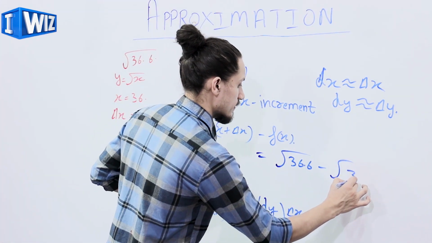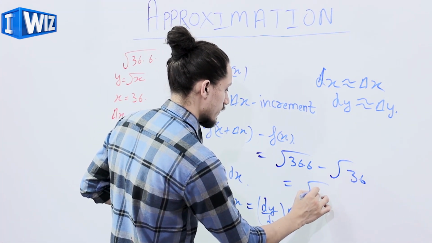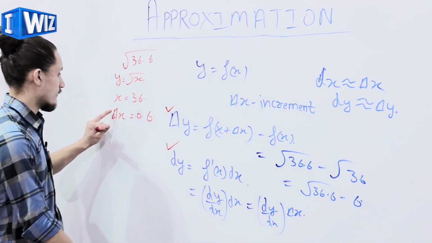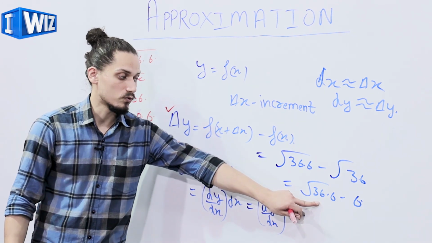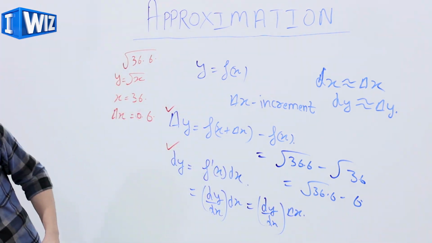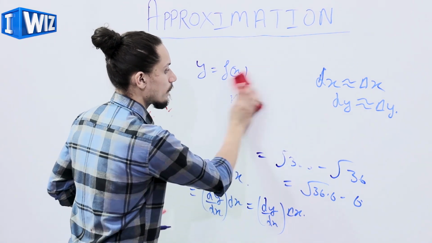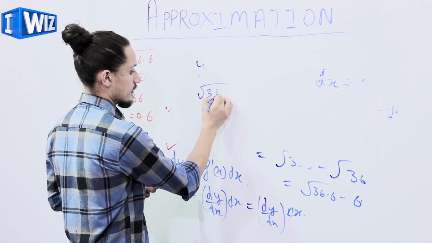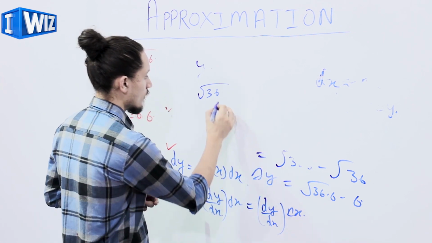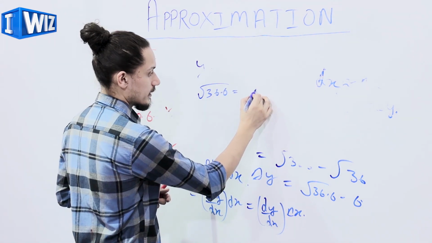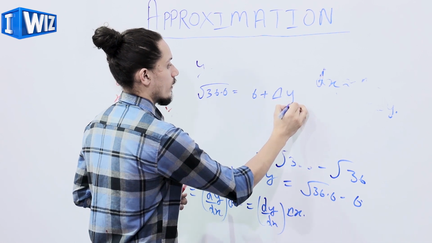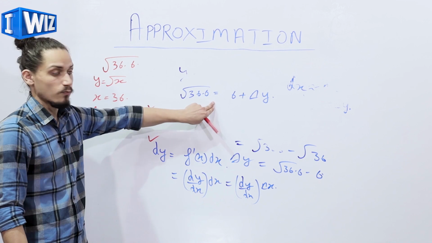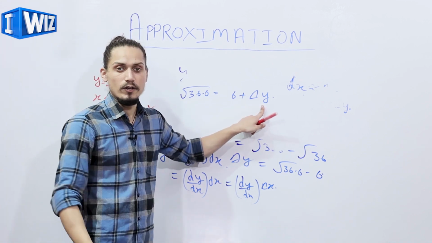So 36, which is equal to under the root 36. Now we have delta y is equal to under the root 36.6 minus 6. So I can also write it as under the root 36.6 is equal to 6 plus delta y. Okay, we need to find the approximate value of under the root 36.6. For that, we need to find the value of delta y.